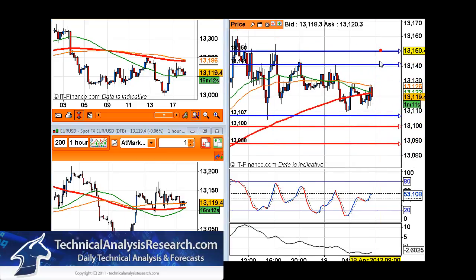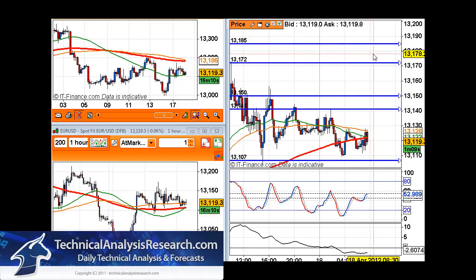And if it can actually get higher, then we'll be targeting the 131.72, 131.85. So the first target region is the 131.40 to 131.50. The second target region for any longs will be the 131.72 up towards the 131.85.